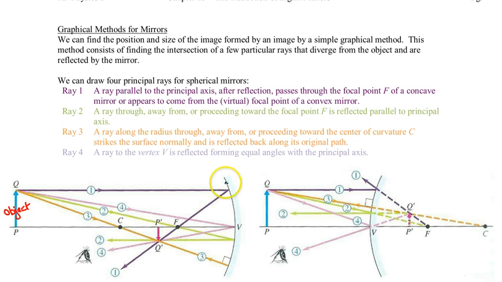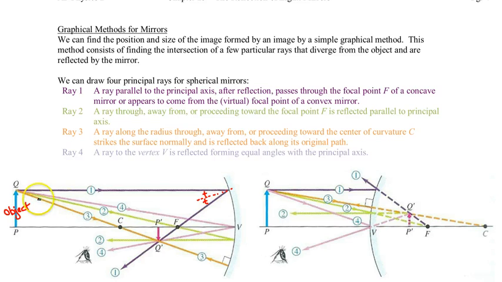And then when it gets to this mirror, remember it's obeying the law of reflection. If you were to draw a normal line in here, which you don't have to do at all, you would see that the angle of incidence must be equal to the angle of reflection. But you don't have to draw the normal. We happen to know that any ray parallel to the principal axis will reflect through the focus. So the reflected beam will go through F. So that's ray 1.